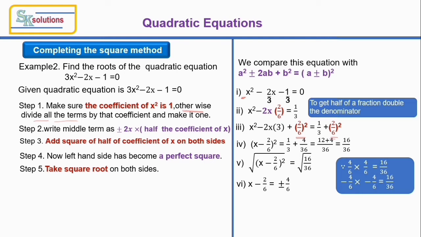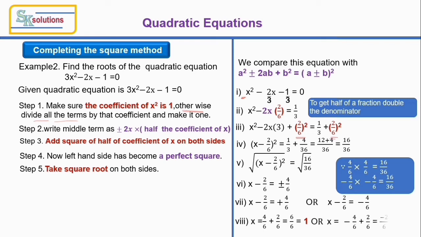x minus 2 by 6 will be equal to plus or minus 4 divided by 6. Or x minus 2 by 6 is equal to plus 4 by 6, or we can write x minus 2 by 6 is equal to minus 4 by 6. On simplifying, you will get x is equal to 1 or x is equal to minus 1 by 3. So the roots of this equation 3x square minus 2x minus 1 equal to 0 are x is equal to 1 or x is equal to minus 1 by 3.